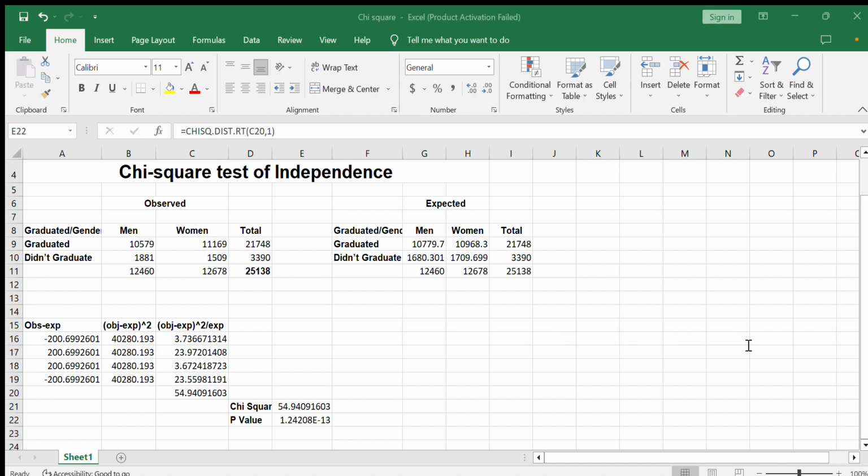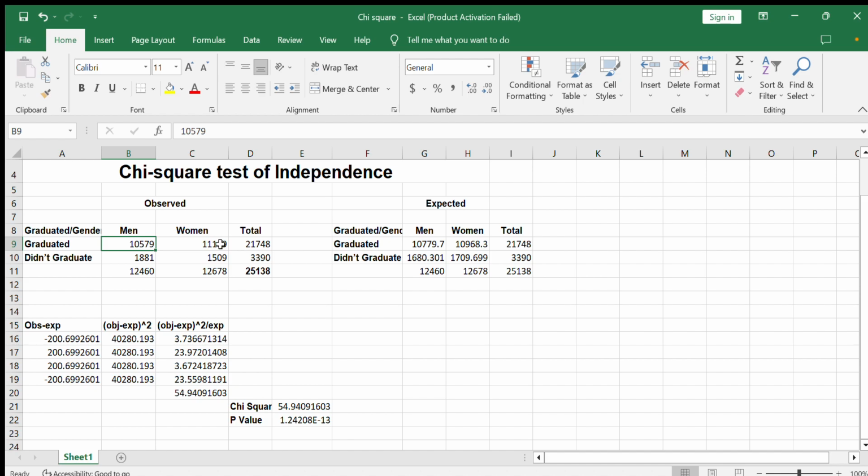What that means is that you reject the null hypothesis, which states that there is no significant difference in the graduation rate between men and women. This means that women are graduating at a higher rate than men. Full stop. And how do you go about that? You go back to your Excel, and you will see that more women are graduating. This is 11,169, while men graduated 10,579.